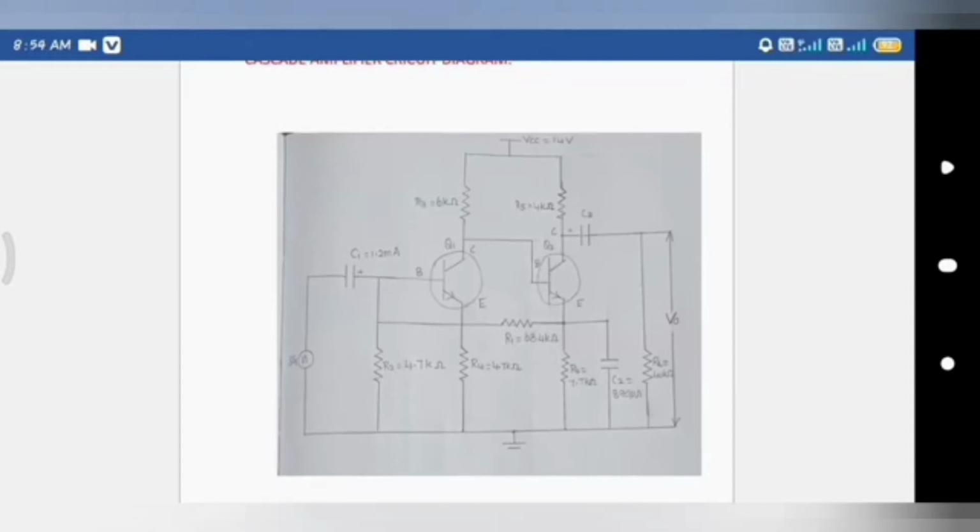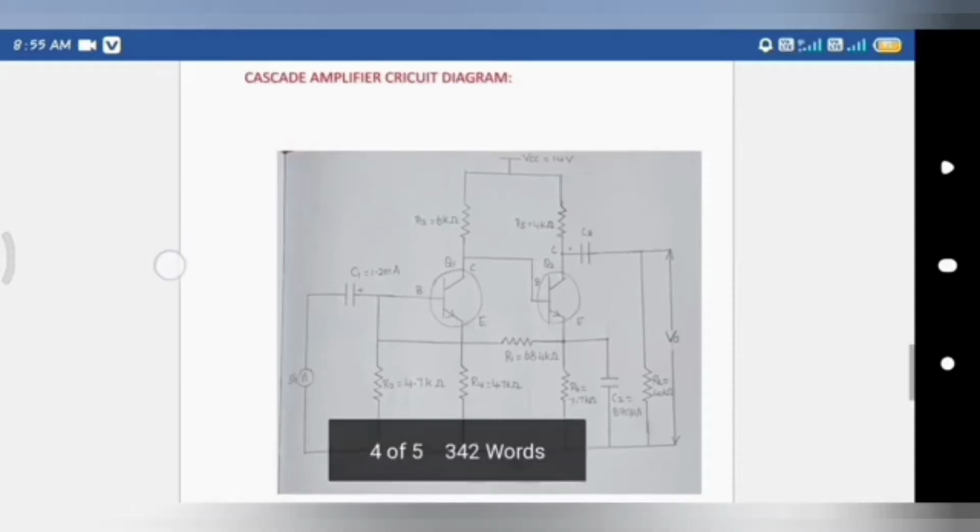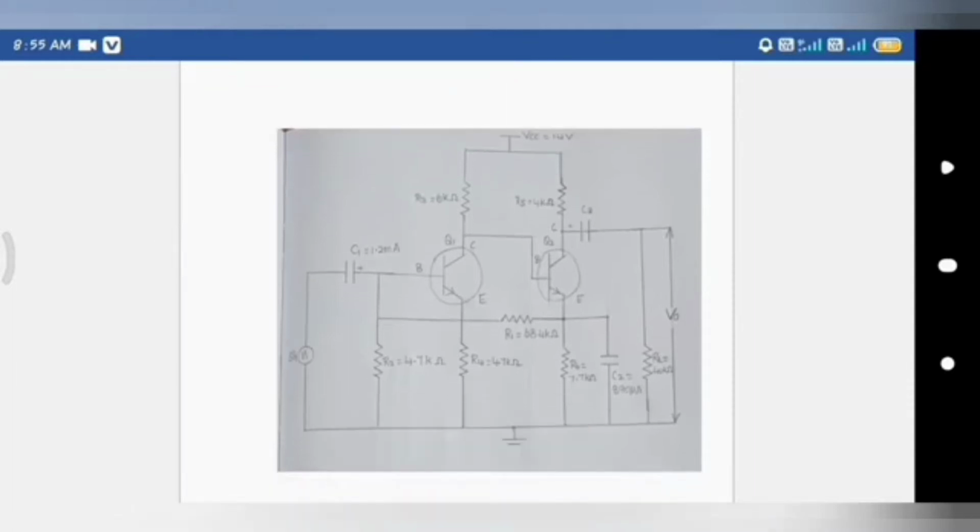The problem in this cascade amplifier, when measuring the gain of the cascaded stage, is the non-perfect coupling among the two stages because of loading. The primary stage is connected to the secondary stage in this amplifier.